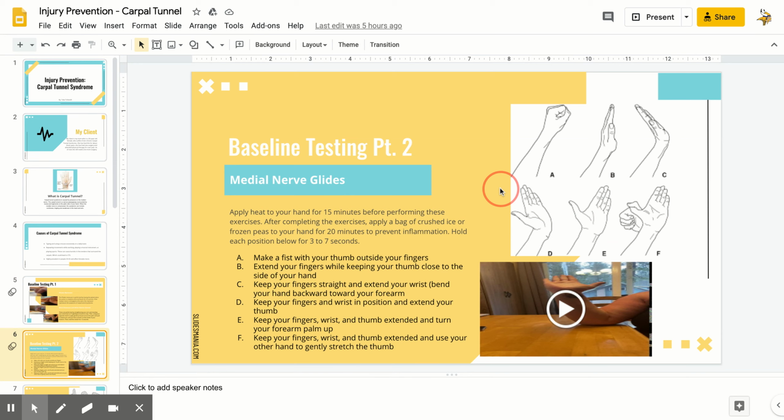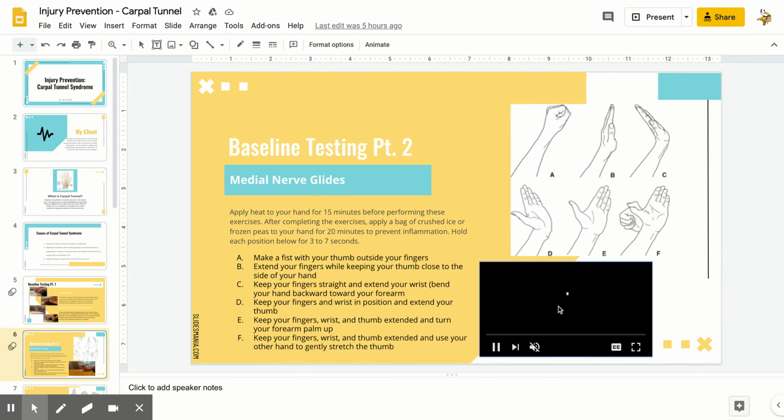The third baseline testing I did was median nerve glides. This is a 6-figure stretch, and it is where you make a fist with your thumb outside your fingers, and then you extend your fingers while keeping your thumb close to the side of your hand. The third is to keep your fingers straight and extend your wrist and bend your hand backward towards your forearm. The fourth is to keep your fingers and wrist in position and extend your thumb. The fifth is to keep your fingers, wrist, and thumb extended and turn your forearm palm up. And the sixth is to use your other hand to pull on your thumb.